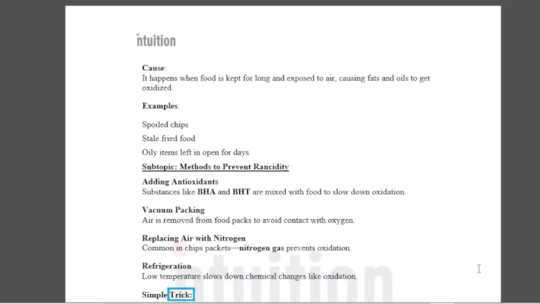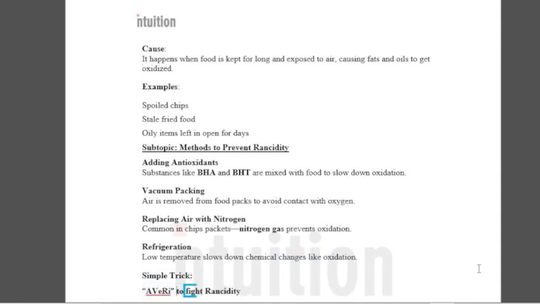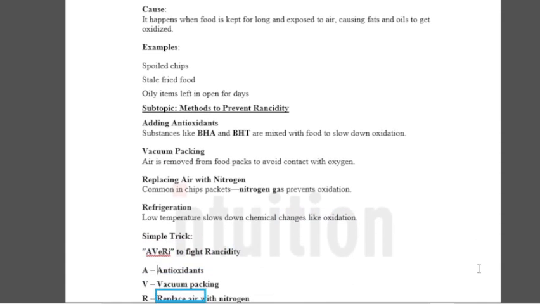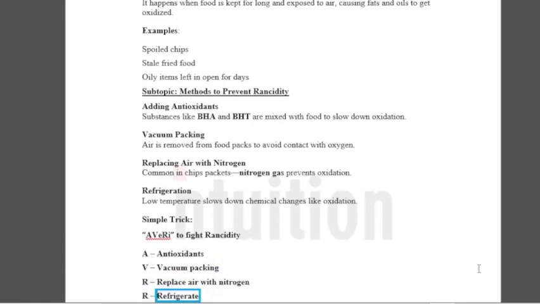Simple trick, AVR: to fight rancidity, antioxidants, vacuum packing, R: replace air with nitrogen, R: refrigerate.